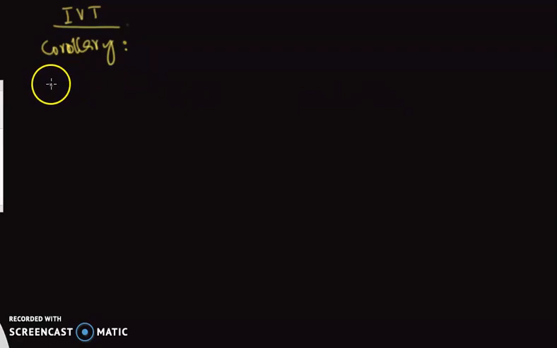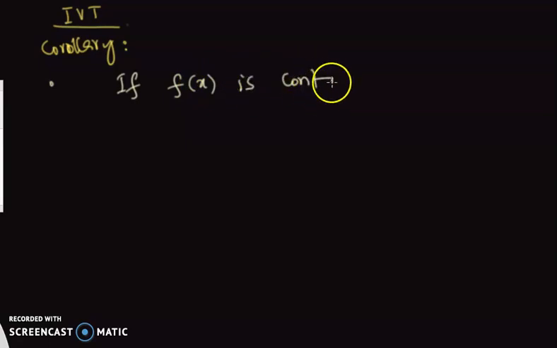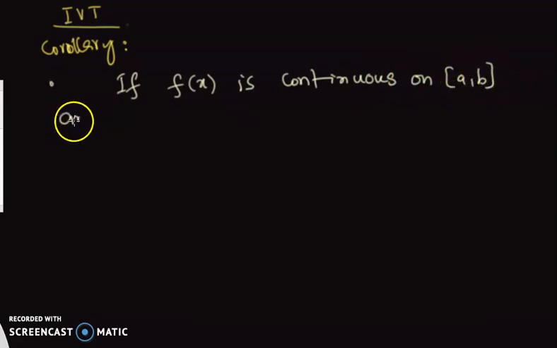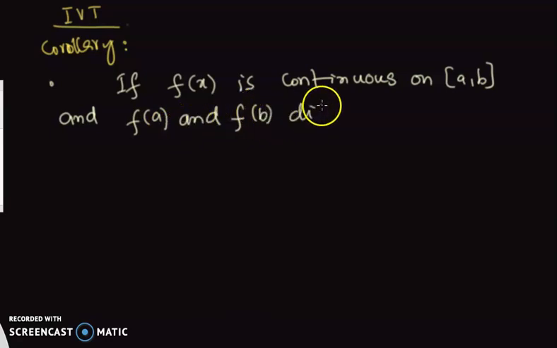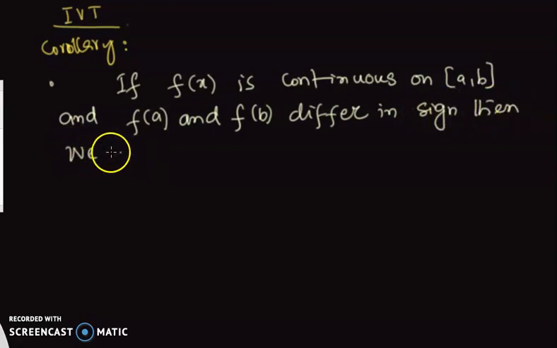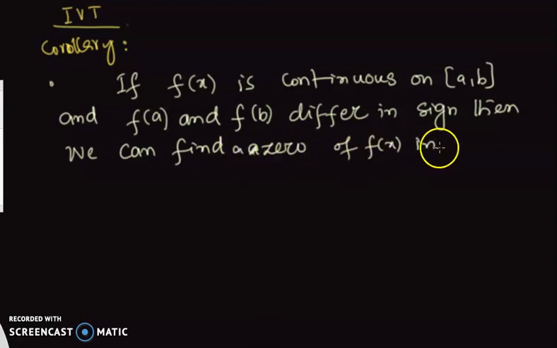It says that if f of x is continuous on the closed interval a to b, and f of a and f of b differ in sign, then we can find a zero of f of x in the interval a to b.